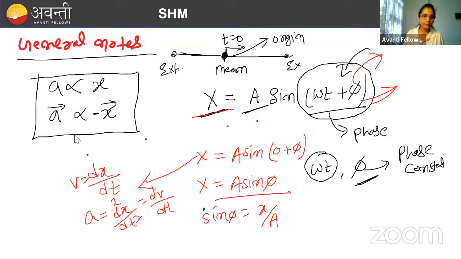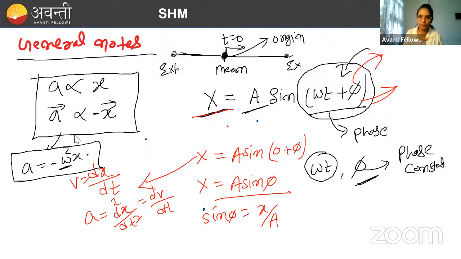I told you now. What is the general way to identify SHM? A is directly proportional to minus x. Done. One more thing you can keep here: a हमेशा ही किसके बराबर होता है? माइनस ओमेगा स्क्वायर x. है ना, ऐसा कुछ आता है SHM में. And time period का value क्या होता है हमारा? 2π by ω. So from here we can calculate ω.